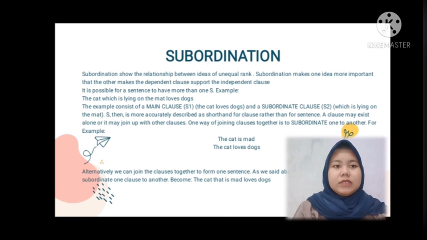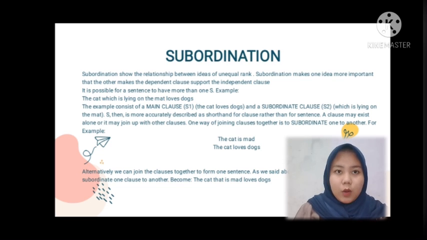My name is Syi'ta Anni Marhamah, and the last material is subordination. Subordination shows the relationship between ideas of unequal rank. Subordination makes one idea more important than the other, making the dependent clause support the independent clause. And it is possible for a sentence to have more than one.